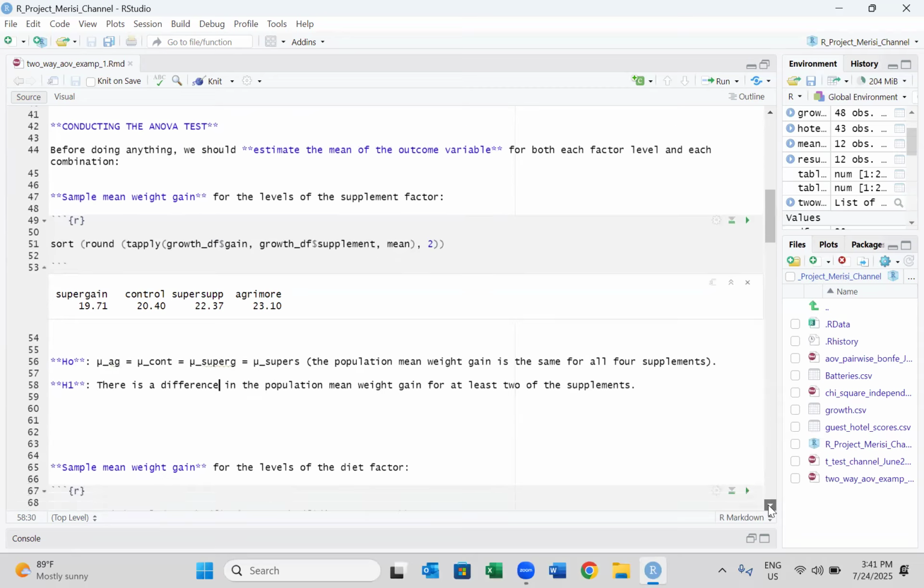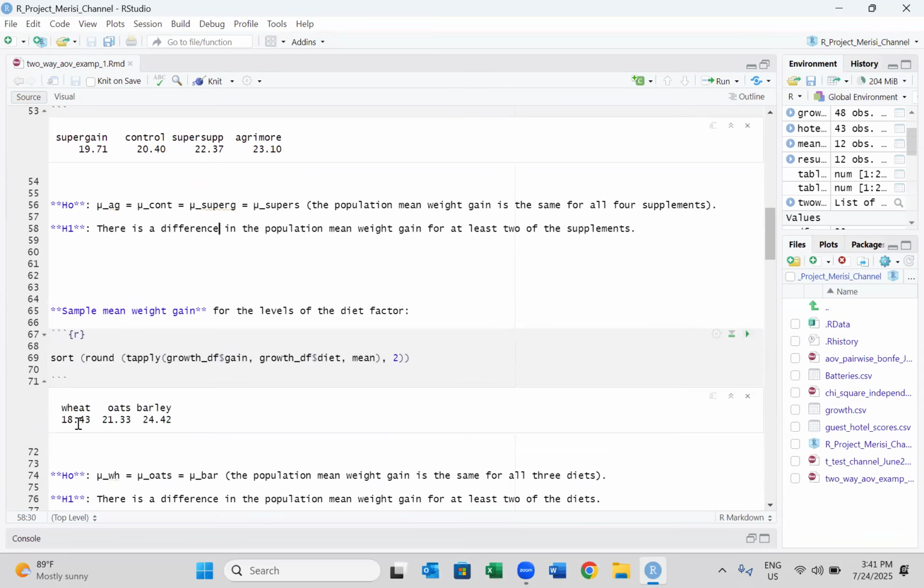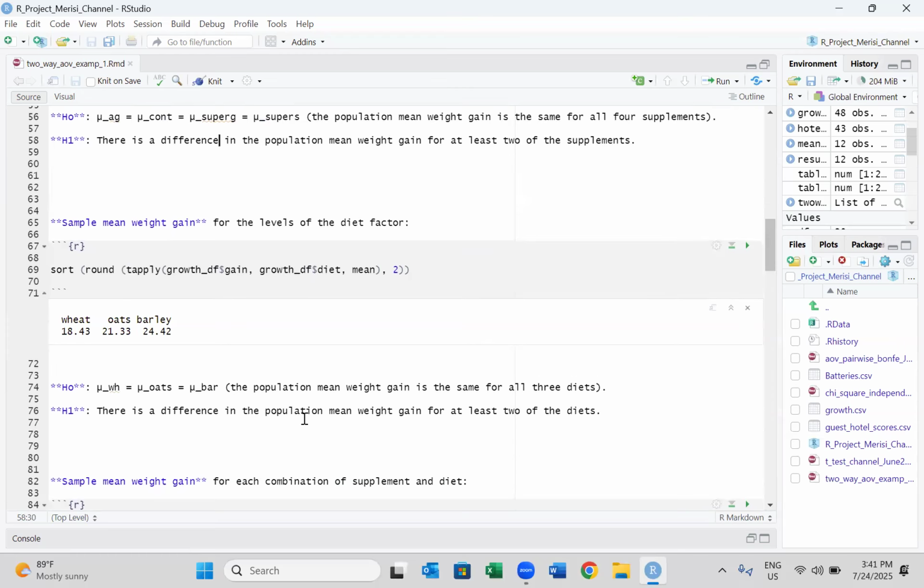So we estimate the sample mean weight gain for the diet, okay? And one more time, they are different. So the sample means are different for the diets, but are they statistically different? To find that out, we need to test these two hypotheses, okay? We need to check H0, the population mean weight gain is the same for all three diets, versus that at least two diets have a different mean weight gain, okay?